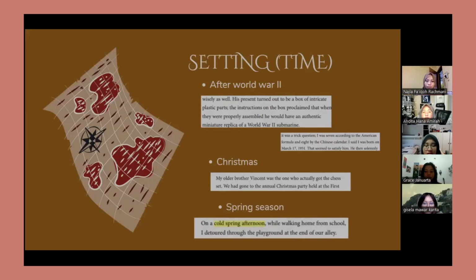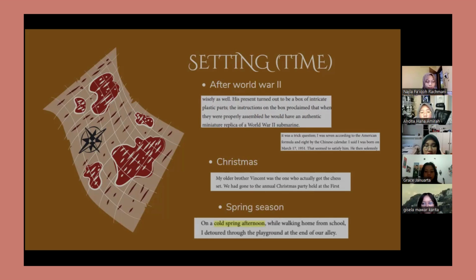The last one is setting of time. It can be concluded that the time setting of the story is after World War II, and as can be seen below, it is shown that World War II was replicated into a submarine, which means that World War II was over. It is also supported by the protagonist's birth year, 1951, after the year World War II was over, which is 1945.